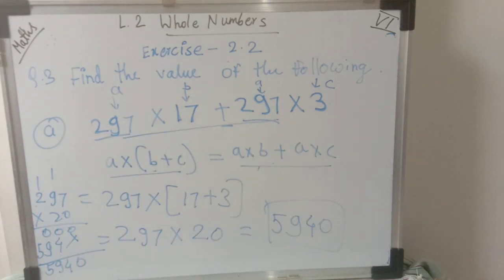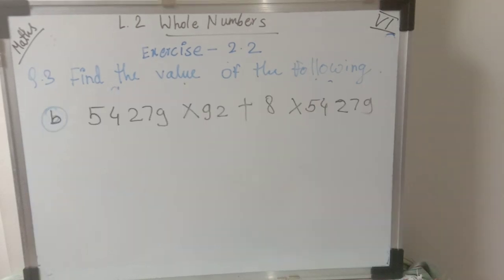Okay. Now student, I want to tell you all the examples, A, B, C, D, where you have to use this property, the distributivity property of multiplication over addition and subtraction. That property we have to apply over here. Let's see the B example. In the B example you will understand this question more easily.